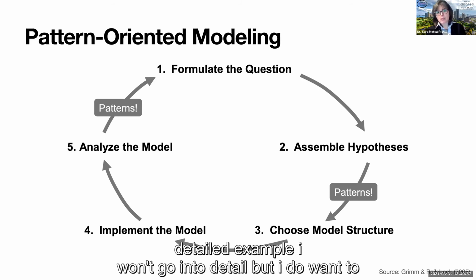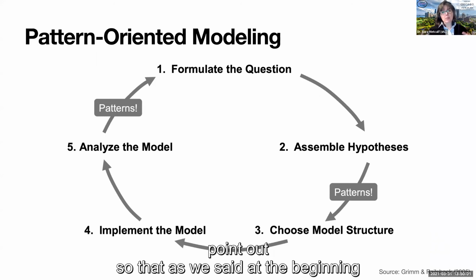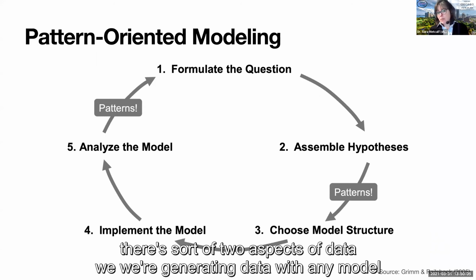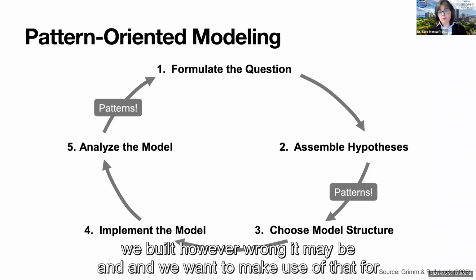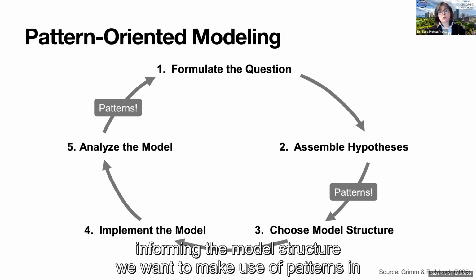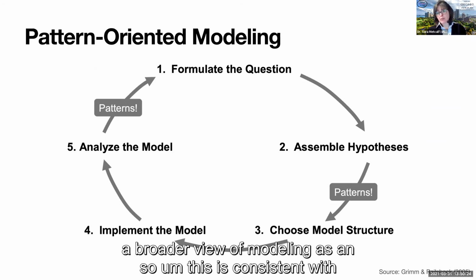I won't go into detail, but I do want to point out, as we said at the beginning, there's two aspects of data. We're generating data with any model we built, however wrong it may be, and we want to make use of that for model analysis. That's why we see patterns coming out of model analysis. But we also want to make use of patterns in informing the model structure. So this is consistent with a broader view of modeling as an iterative process.